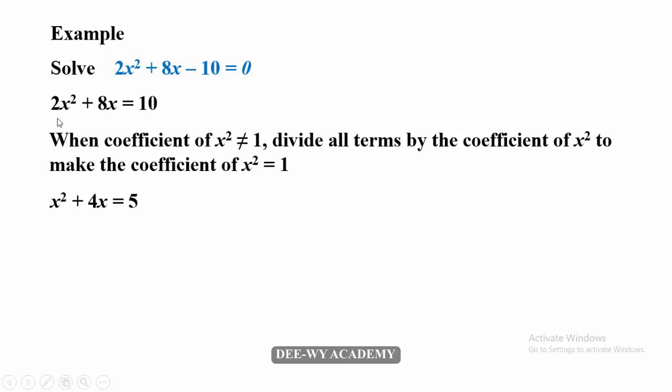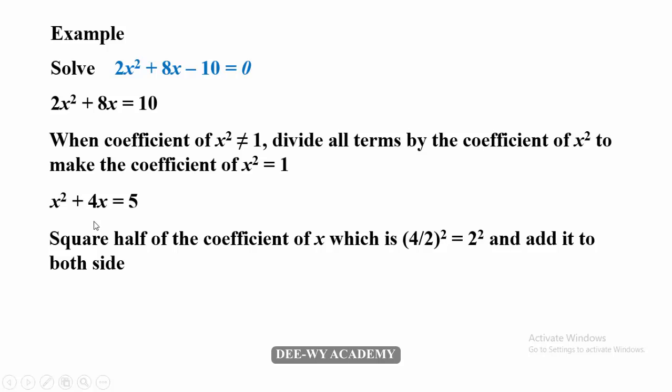Here the coefficient of x squared is 2. That is why we are dividing all terms by 2. At this point, to make this side a perfect square, we add the square of half of the coefficient of x to both sides. This is x and the coefficient of x is 4. So you now divide it by 2. That is half of the coefficient of x.